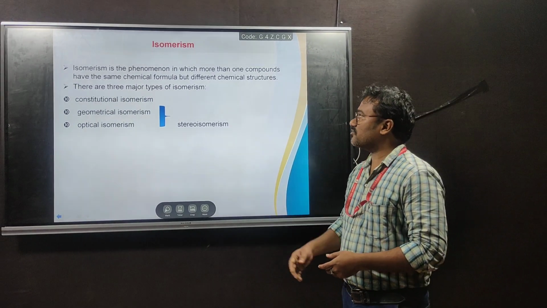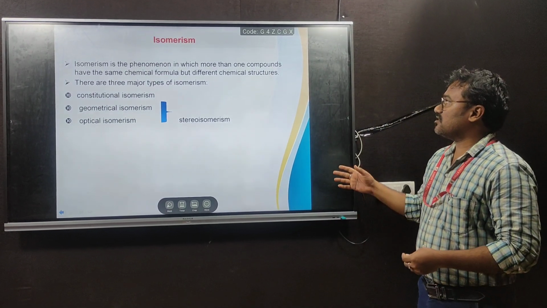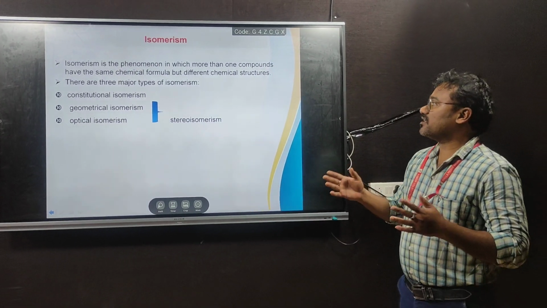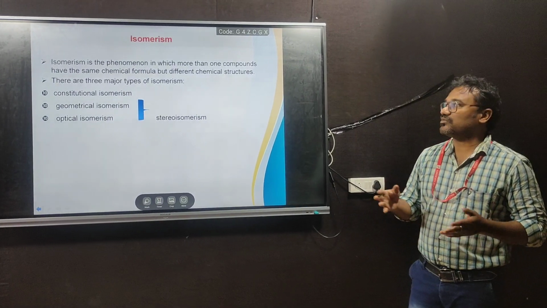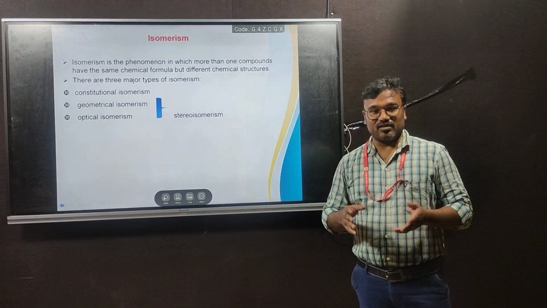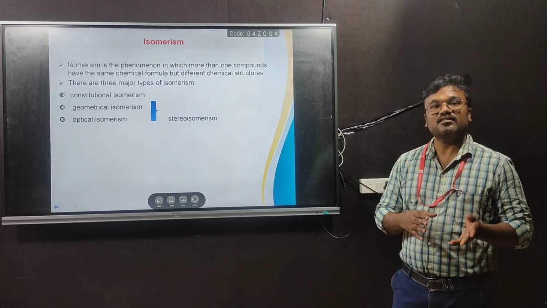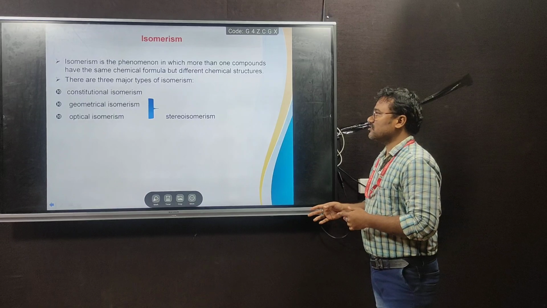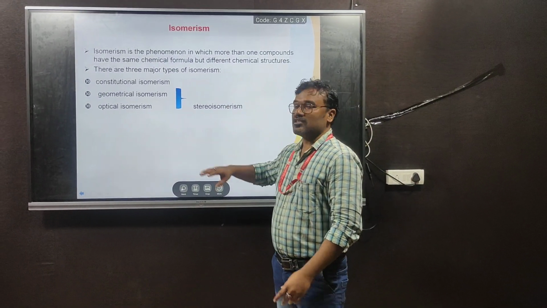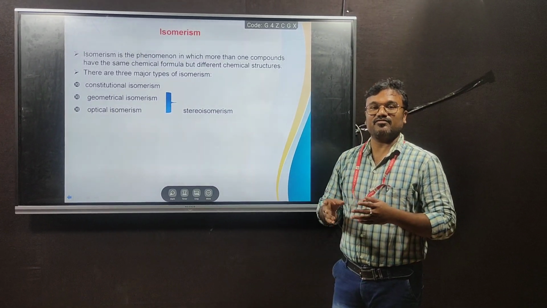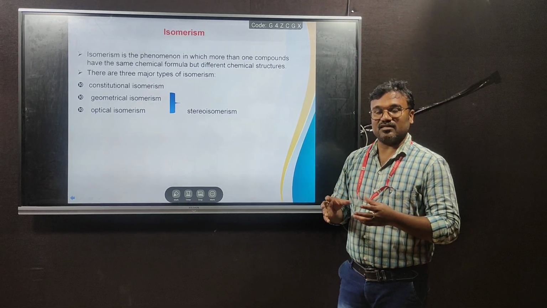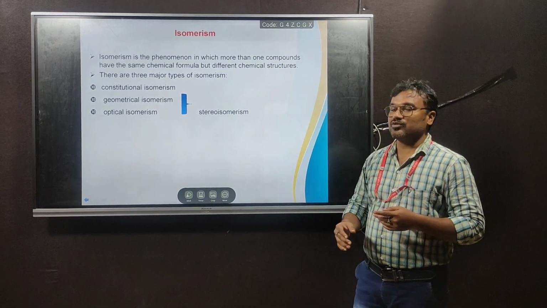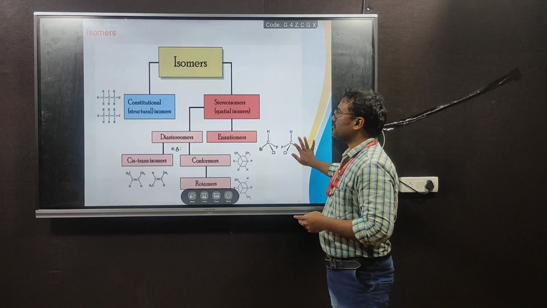So what is isomerism? First of all, isomerism is the phenomenon that more than one compound have the same molecular formula, chemical formula or molecular formula, but differ in their chemical structures. That is isomerism. There are two types of isomerism: constitutional isomerism and stereoisomerism. Constitutional is nothing but structural isomerism. Stereoisomerism depends upon the spatial arrangement, different arrangement of atoms or molecules in space. That is called stereoisomerism. Again, stereoisomerism has two types, that is geometrical isomerism and optical isomerism.